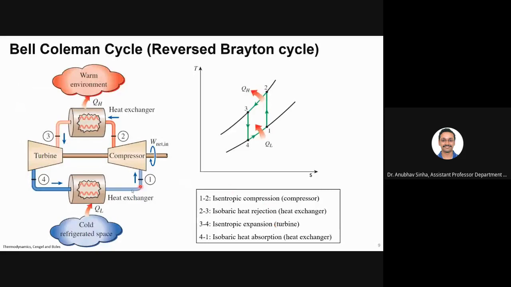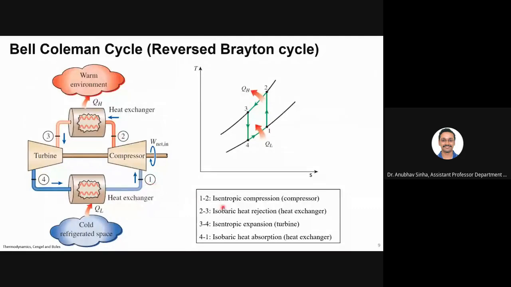So what we do here is, if you run this in a clockwise direction, it becomes a gas turbine cycle, what we have discussed. Now if you run this in the opposite direction, anti-clockwise, then it becomes a heat pump or a refrigerator, and the net effect is opposite. So it is absorbing heat from a cold space and supplying heat to a warm or high temperature reservoir, and to accomplish this heat transfer, it needs some work input. So let us begin.